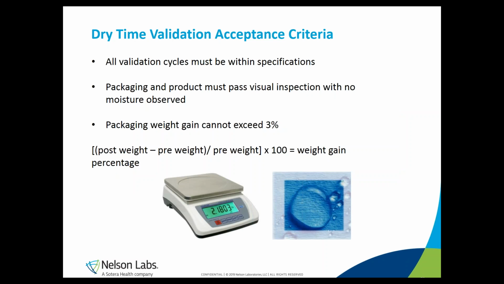There are 3 acceptance criteria that need to be fulfilled in order to have a successful dry time verification. So first, to start with, all validation cycles must be within specification. The dry time is verified in triplicate just to demonstrate reproducibility. Secondly, the dry time will be considered validated when no visible moisture is observed on any surfaces of the packaging or its contents. And finally, the calculated weight gain percentage should be less than 3% for each of a minimum of 3 dry time cycles.